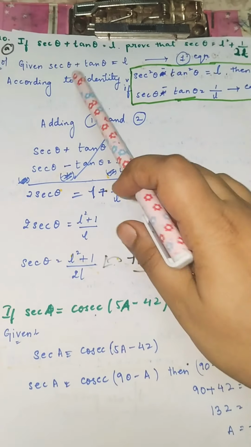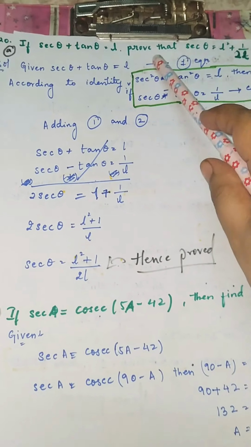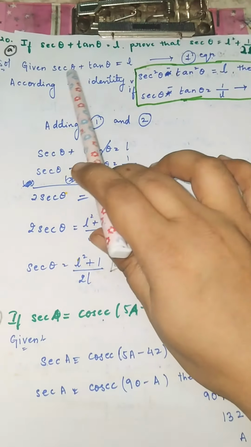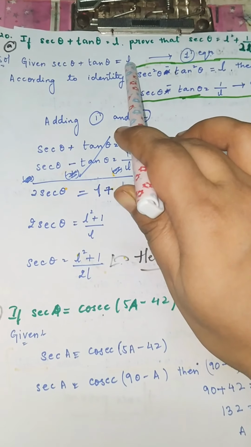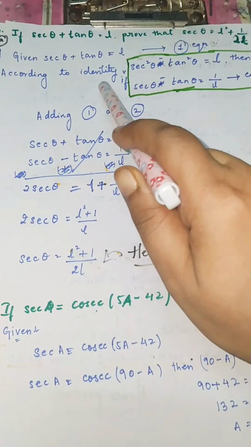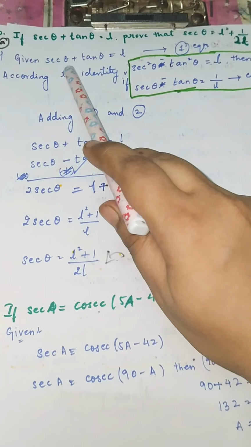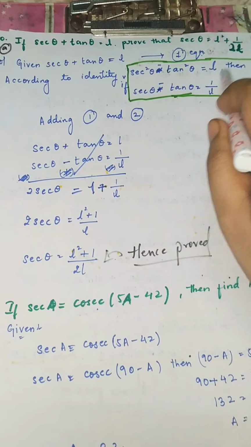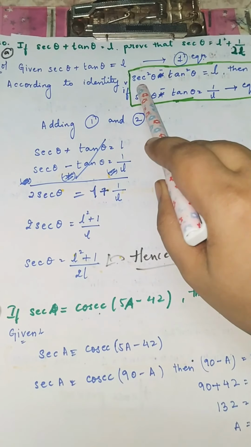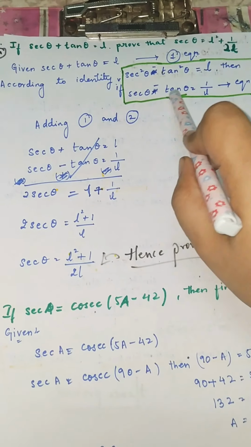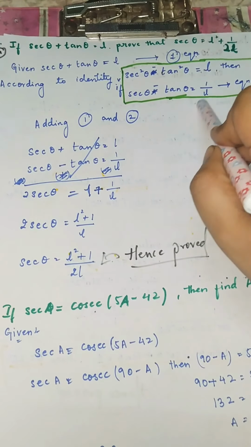20th sum: if sec theta plus tan theta is equal to L, prove that sec theta is equal to (L square plus 1) by 2L. Given sec theta plus tan theta is equal to L. According to the identity, this is one of the most important identities: sec square theta minus tan square theta is equal to 1. Then if sec theta plus tan theta is equal to L, then sec theta minus tan theta is equal to 1 by L.